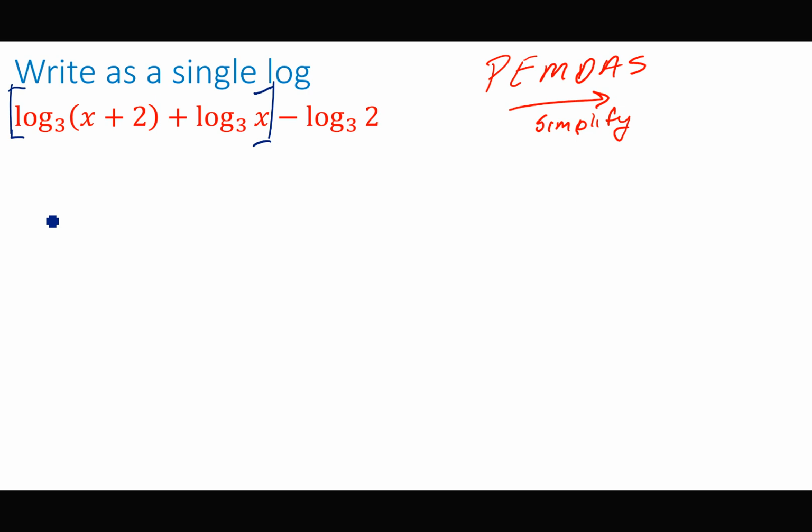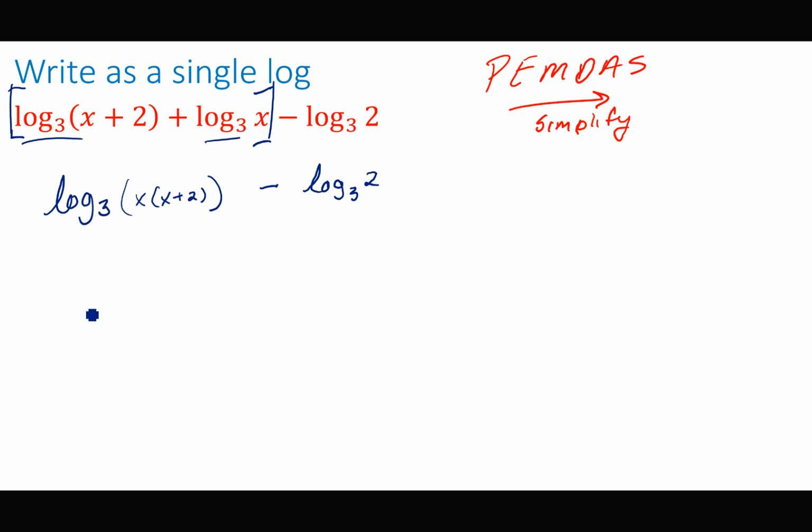So this becomes log base 3. Both of them have the same base, so it's going to be a product now. So I can think of this as x times x plus 2. Now I'm going to take into account the subtraction. So order of operations is important. Don't do log base 3 of x, subtract log base 3 of 2, get that, and then multiply it by the first piece.